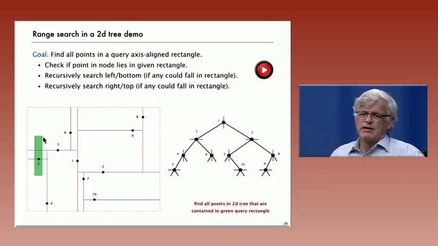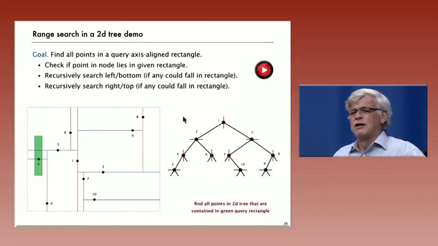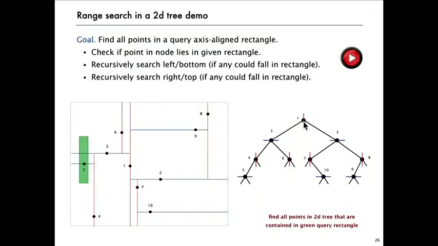So now we have a query like this green rectangle, and what we want to find is all the points in the data structure that fall within that rectangle. Well, we're going to use the 2D tree that represents our points, and we're going to use the structure and definition of that tree to help us find the points that are in the rectangle. If the root node lies in the rectangle, then we're done.